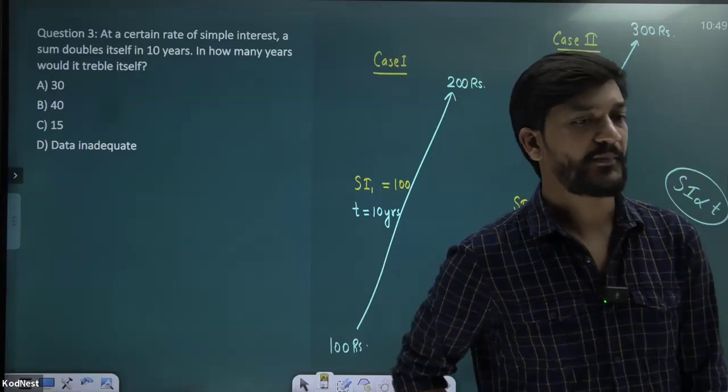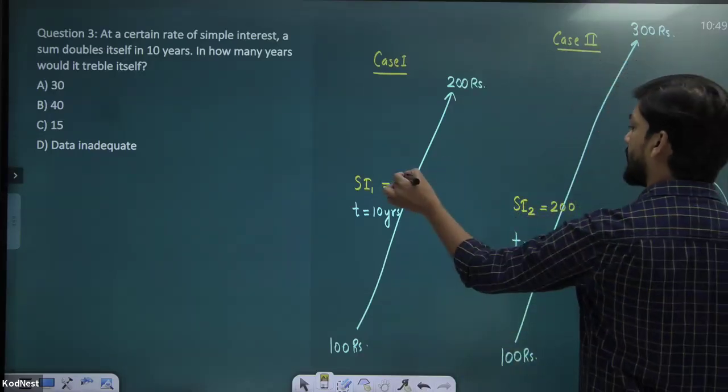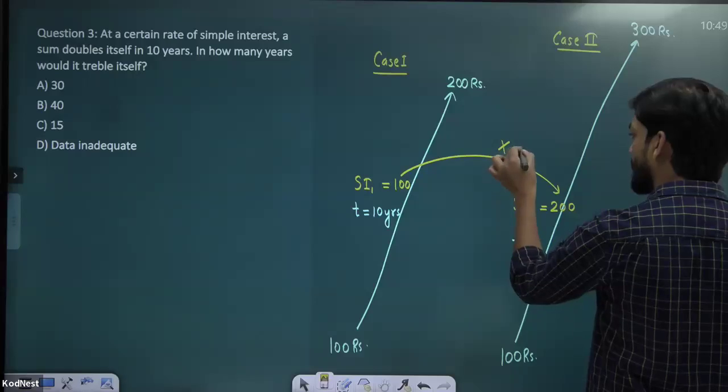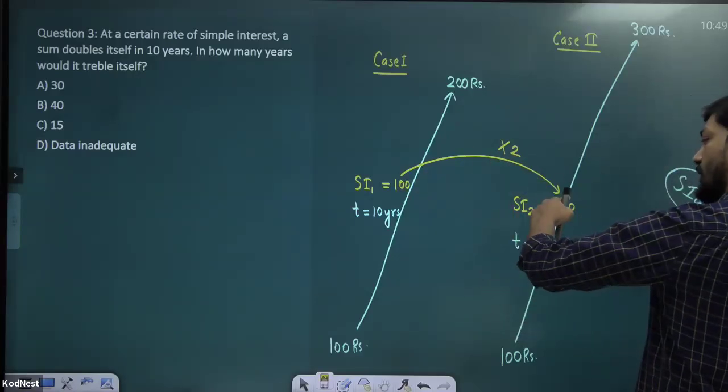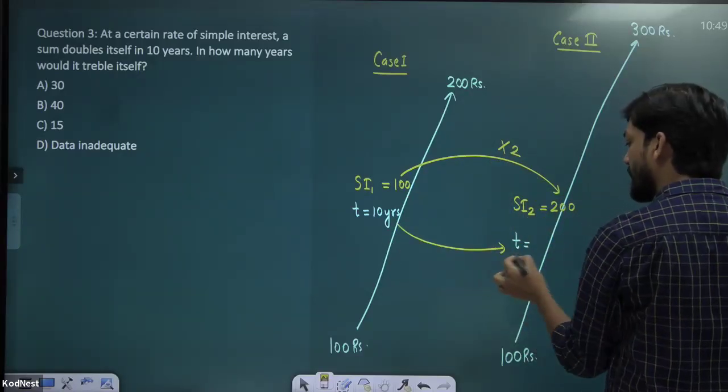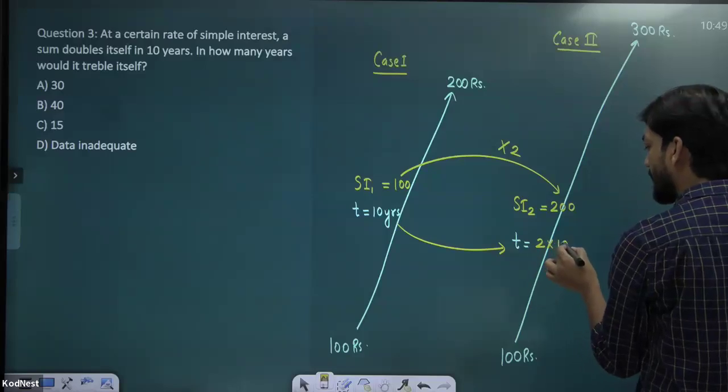How much time? 20 years. So multiply by 2. If simple interest is doubling, time also will double. So 2 into 10, 20.